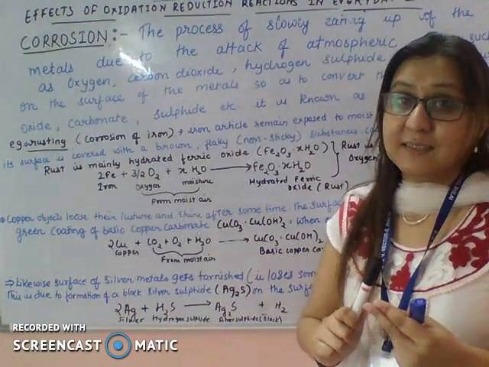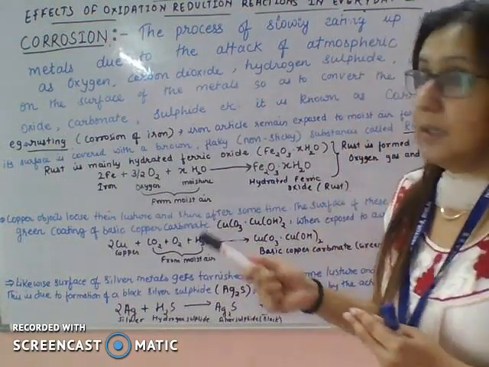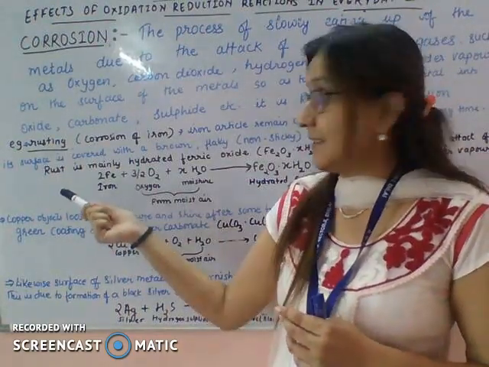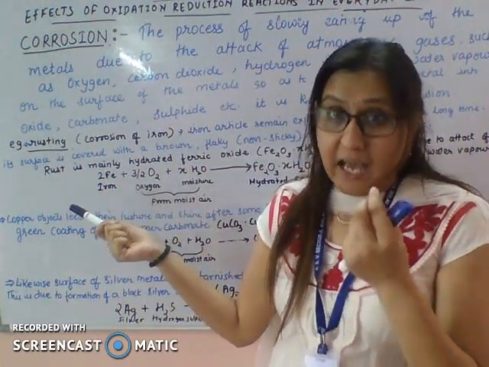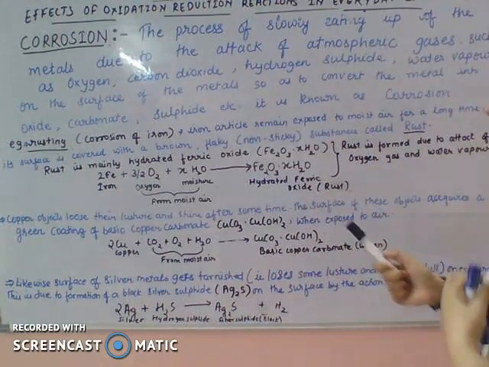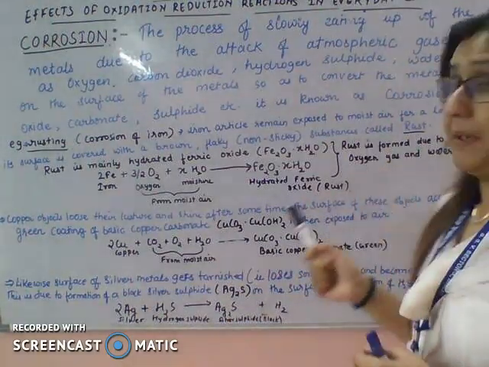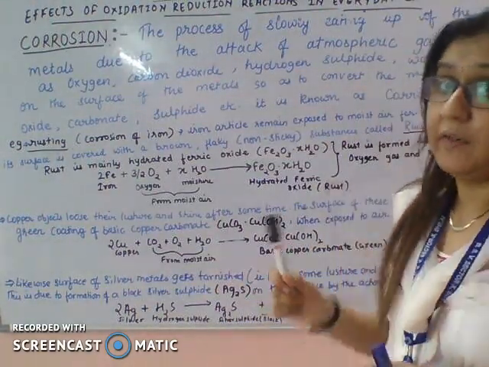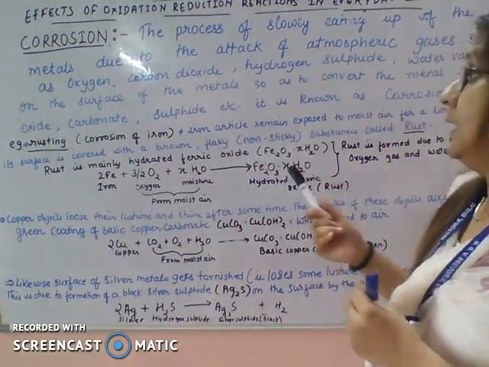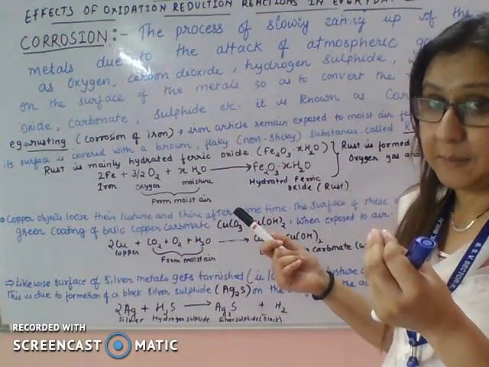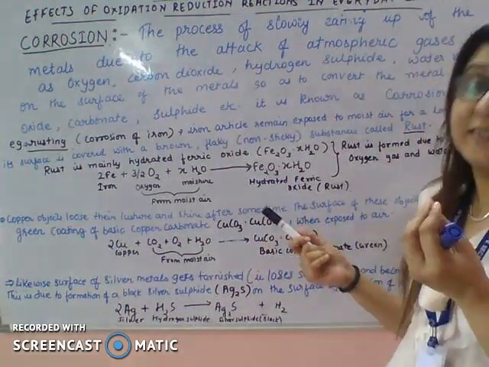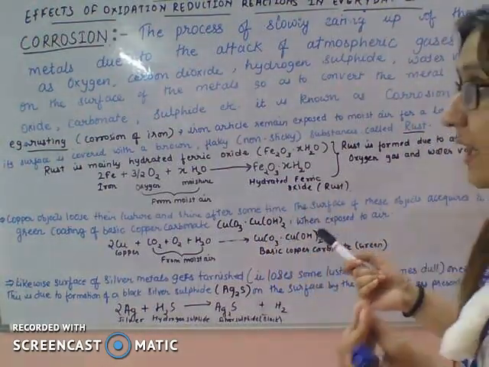So how can we see the types of corrosion? Examples of corrosion. See, rusting is an example of corrosion. What is rusting? When an iron article remains exposed to moist air for a long period of time, it gets rusted. It gets covered with a brown flaky non-sticky substance that is called rust.